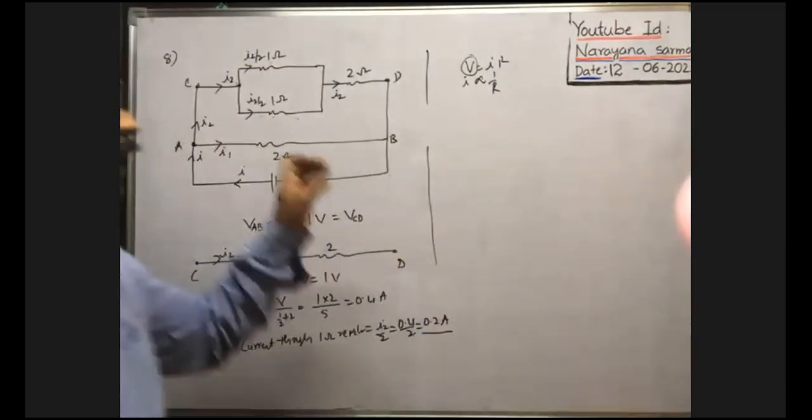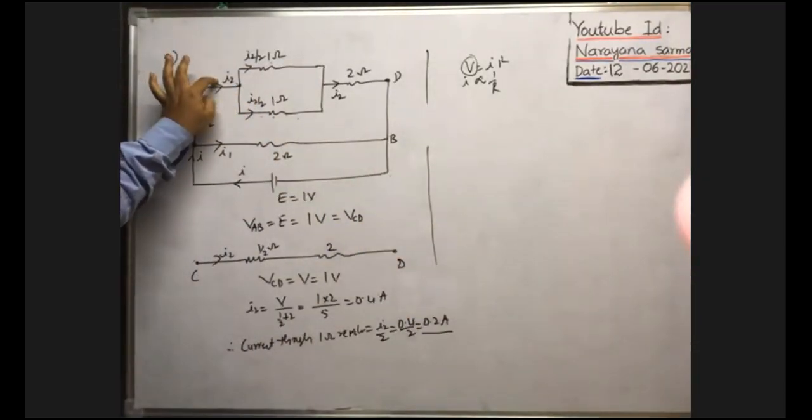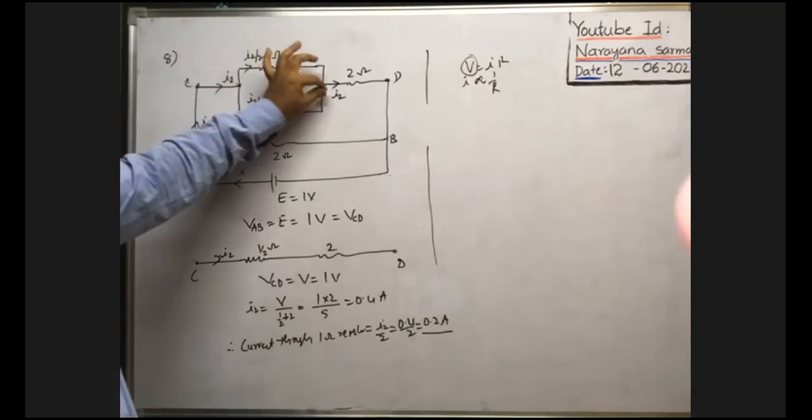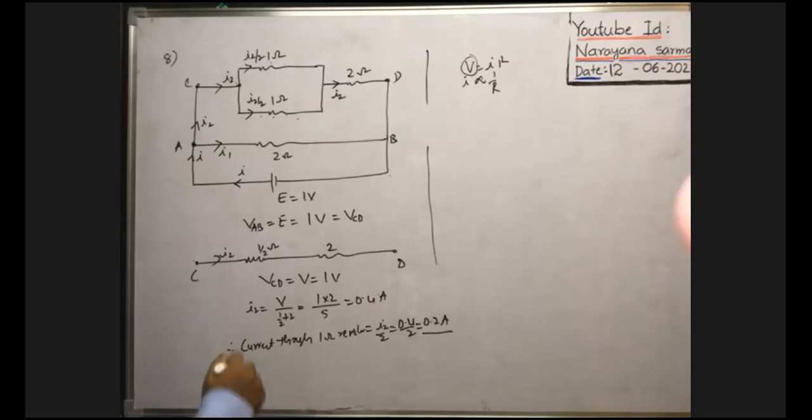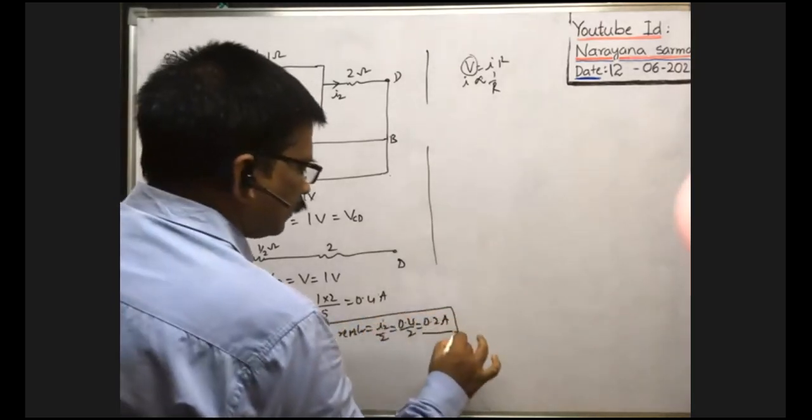As the resistances are equal, the total current I2 will be divided into two equal parts and combined together and converted into I2. Okay, so this is the answer for this problem. This is the answer.